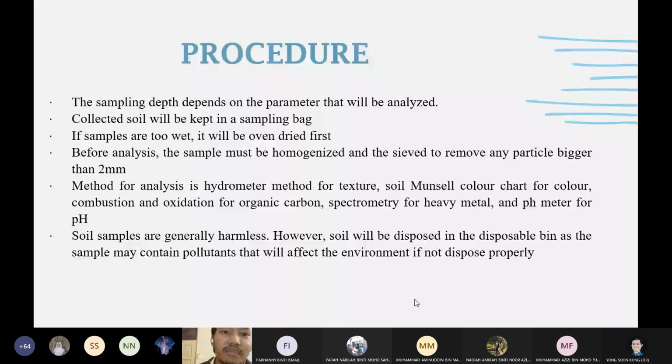Generally speaking, soil samples are harmless. However, just to be safe, the soil sample must be disposed properly in the disposal bin as there might be presence of pollutant that will affect the local soil.